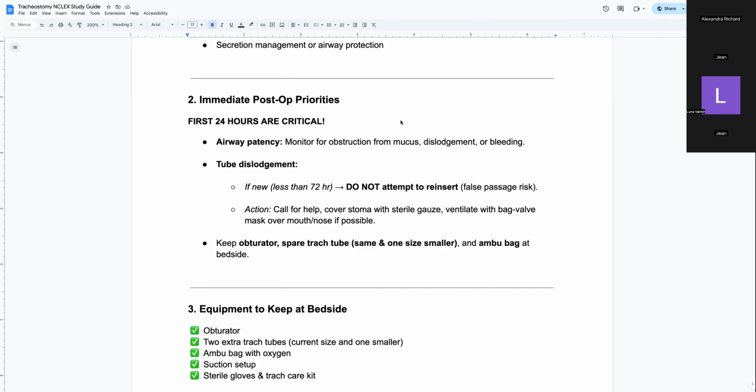If it becomes dislodged, if it's less than 72 hours old, do not attempt to reinsert because you might insert it in the wrong area. So what you do is you call for help. You cover the hole with a sterile gauze and you ventilate with a bag valve mask, the ambu bag, over the mouth and nose if possible. You always keep the obturator and a spare trach tube, one the same size and one size smaller, and the ambu bag at the bedside.